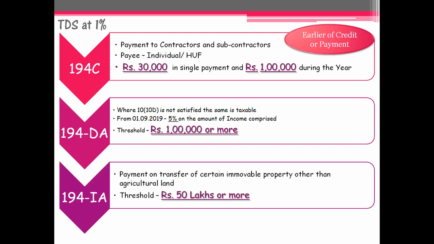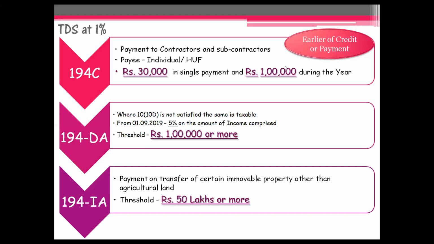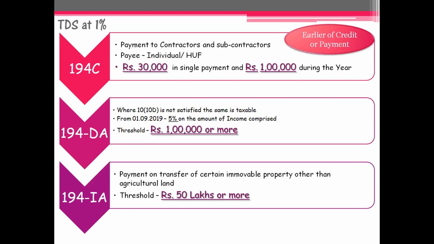So whenever there is an advance payment, even before the invoice is raised or even before the actual expense is incurred, we'll have to first deduct TDS at our first advance payment itself. Then 194DA. 194DA is on payment in respect of life insurance policy, only when 10(10D) is not satisfied.